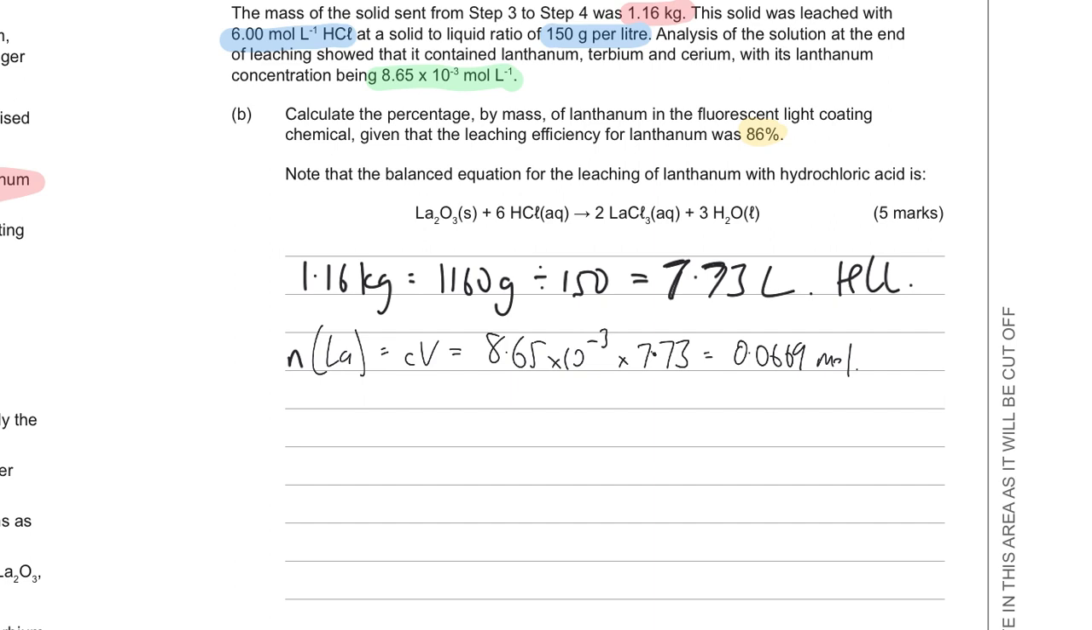How much could have been extracted if it was running at 100%. So in theory, I'm looking to get the higher value. So this is the actual, and I want to get the number of moles of lanthanum that I theoretically could have extracted. So I take that value, 0.0669, and then I times it by 100 over the percentage, which was 86, which will get me a value of 0.0778 mole.